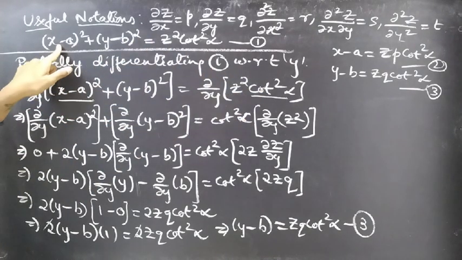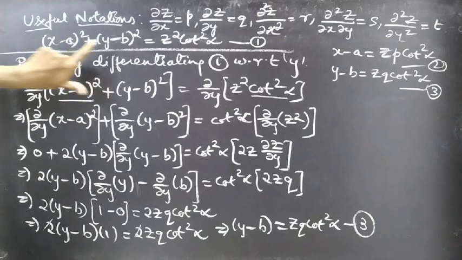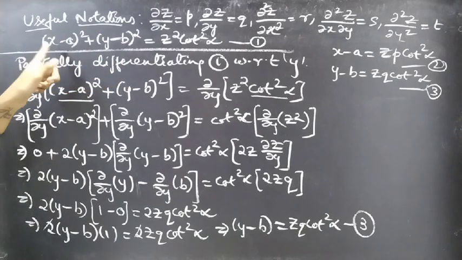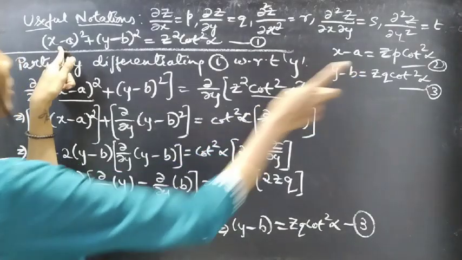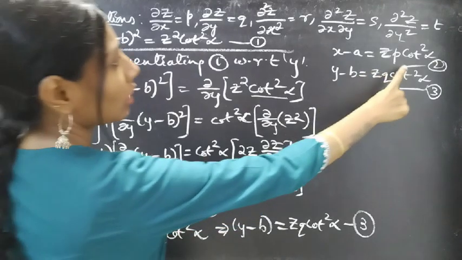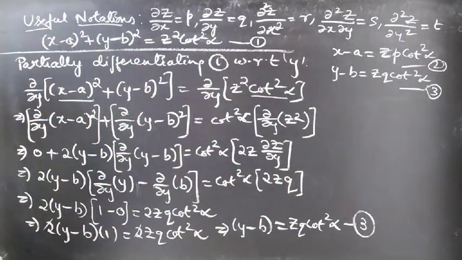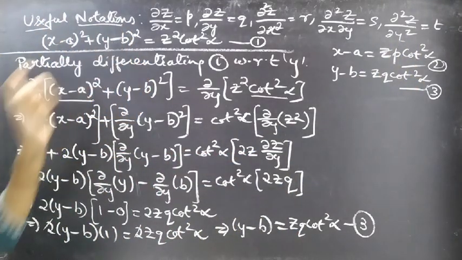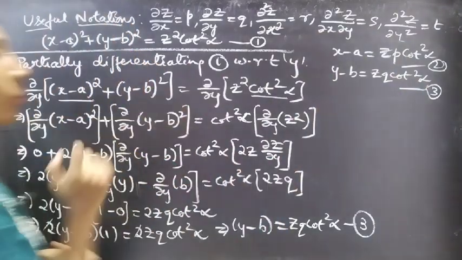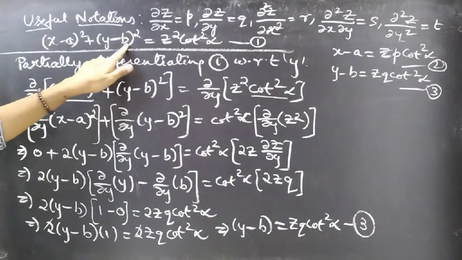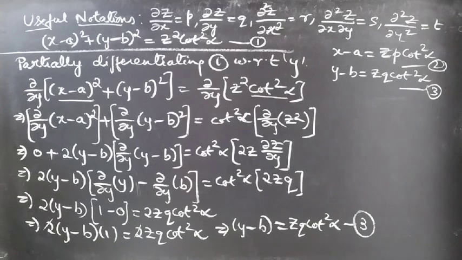See, in equation 1 we have x minus a where a is a constant, and y minus b where b is a constant, right? Since we have to eliminate constants a and b from this equation to find the partial differential equation, by replacing x minus a by zp cot square alpha using 2, and by replacing y minus b by zq cot square alpha using equation 3, the arbitrary constants a, b get eliminated. Finally, from that you'll get the required partial differential equation.